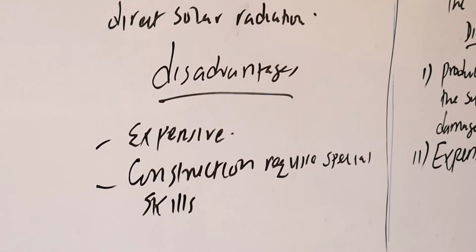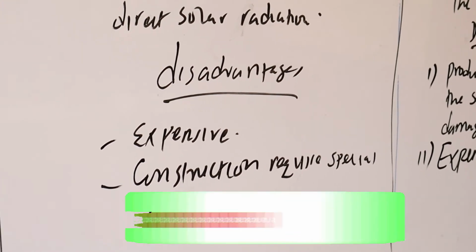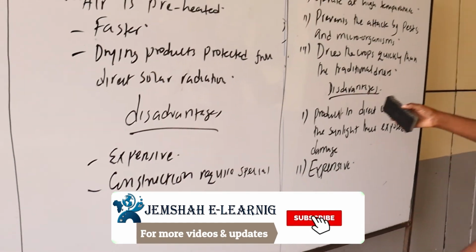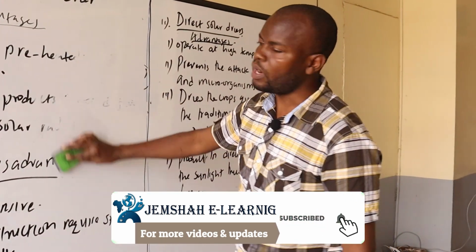So that brings us to the end of the discussion as far as the solar dryers are concerned. Now we are going to look at what we refer to as the solar water heaters.